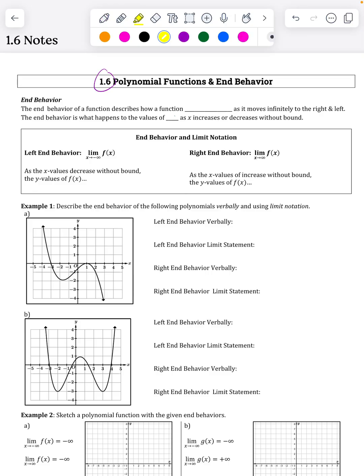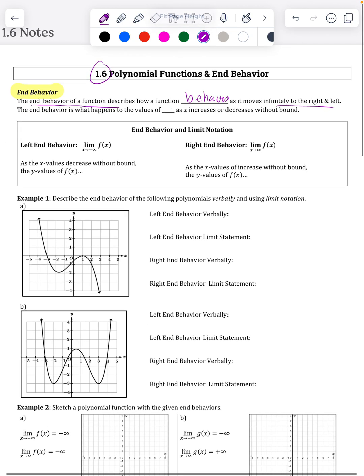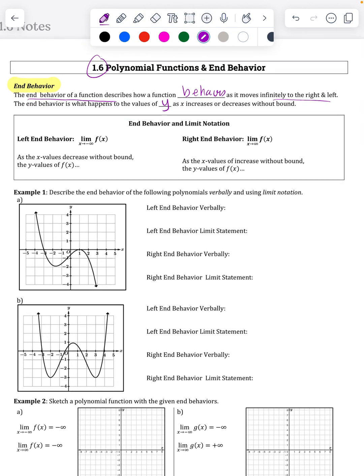What we're going to talk about here is the end behavior of a graph. We've talked about the zeros and increasing and decreasing, and this is going to be what the ends are doing. And shockingly, the end behavior of a function describes how the function behaves, thus the name, as it moves infinitely to the right and left. The end behavior is what happens to the values of y as x increases or decreases without bound.